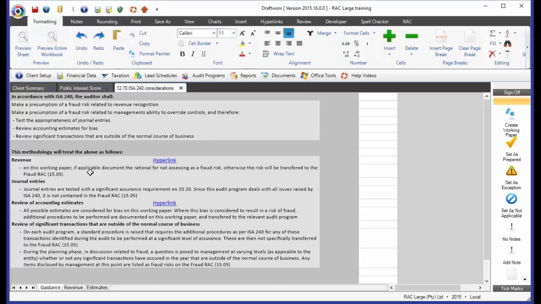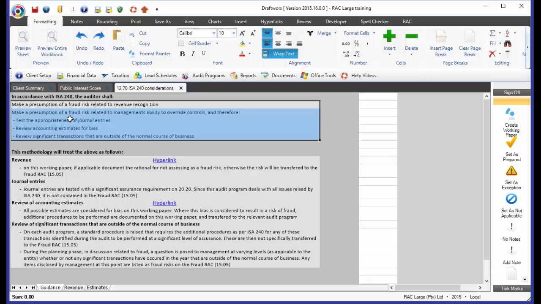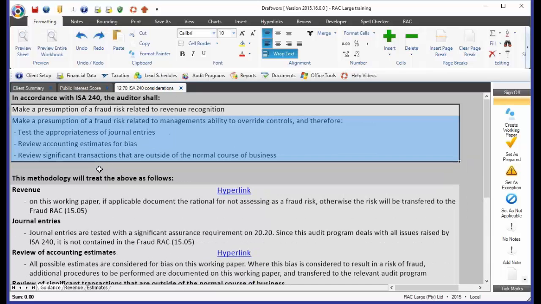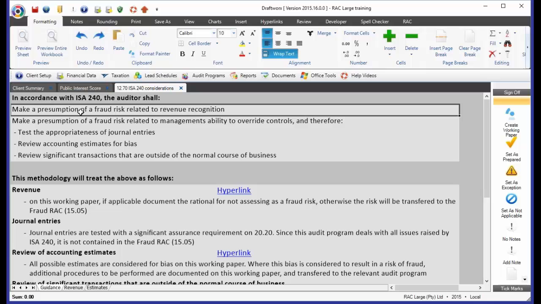The reason we've done this is that ISA 240 is a pretty important standard, and specifically what we want to look at is these presumptions of a fraud risk that ISA 240 is telling us to make. ISA 240 is telling us to make a presumption of a fraud risk related to revenue recognition. Let me make this a little bit bigger so that you can see as I read. Make a presumption of a fraud risk related to revenue recognition.